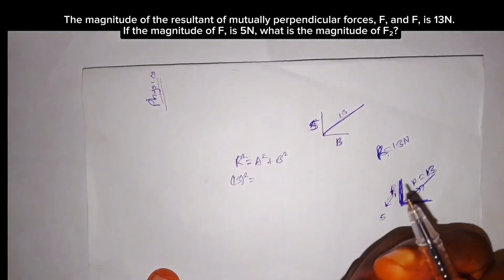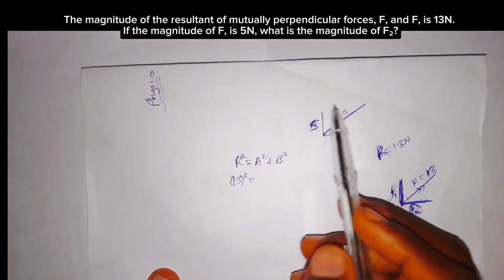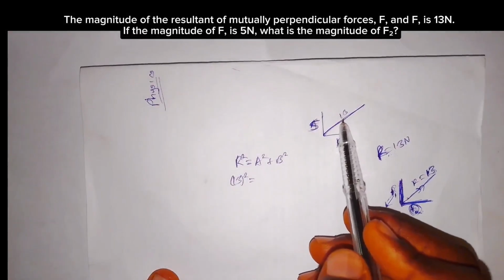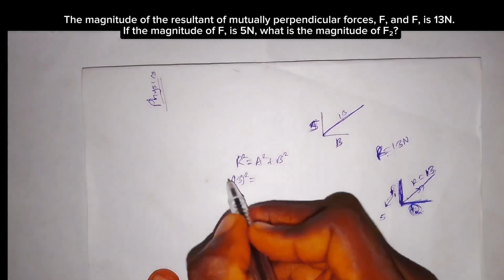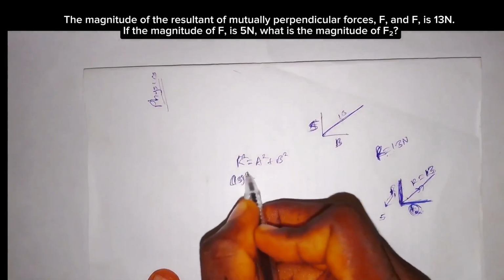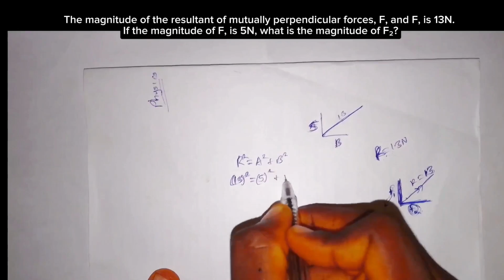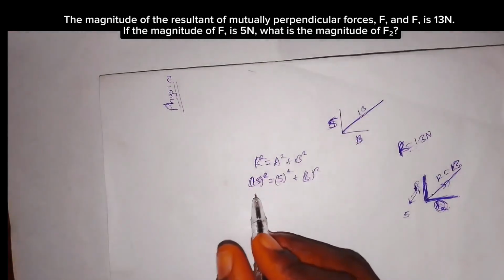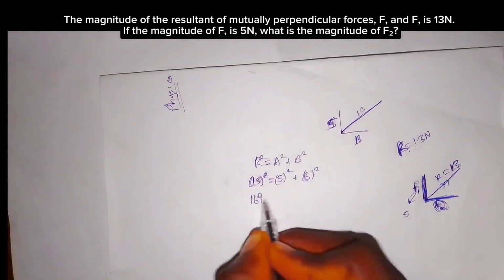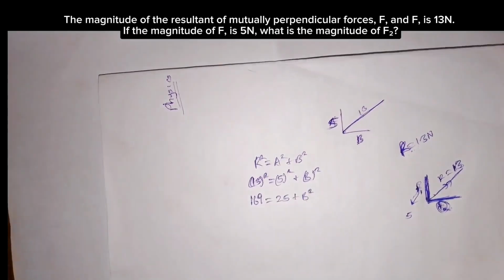Then in this question, if we observe, we are looking for just B. In our previous question, we were looking for the resultant, but now in this question we are looking for B. So our resultant is 13, so 13 squared equals A, which is 5 squared, plus B squared. We are looking for B. So 13 squared is 169, 5 squared is 25, then plus B squared.